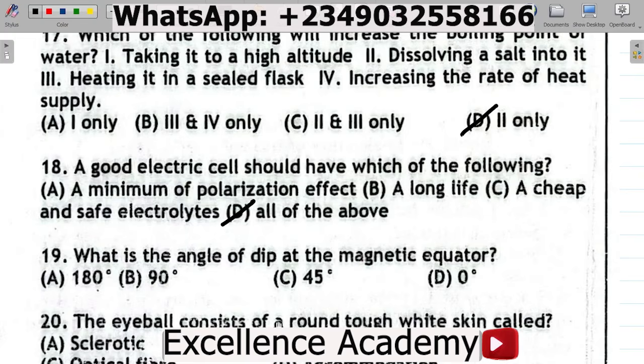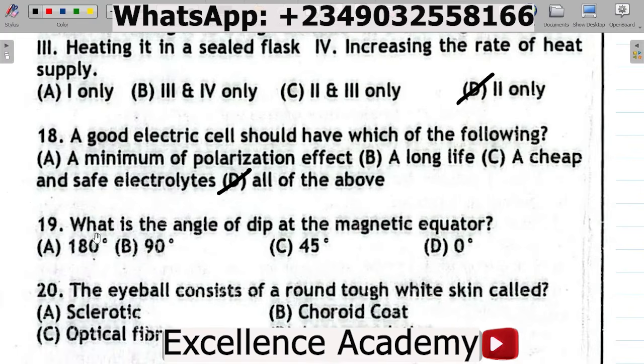All right. So you want to take note that a good electric cell would have a minimum polarization effect. Yes. Should also have a long life. That means it should last longer. Yes. It should also have a cheap and safe electrolytes. That means the electrolyte should not be that expensive, and of course, it should also be safe to use. In as much as it is cheap, it shouldn't be hazardous or disastrous. It should also be safe to use. So, in essence, all of the above is the correct answer.